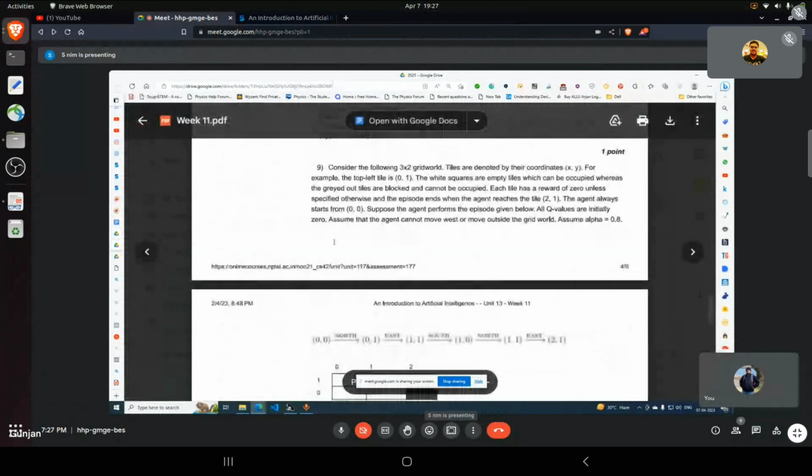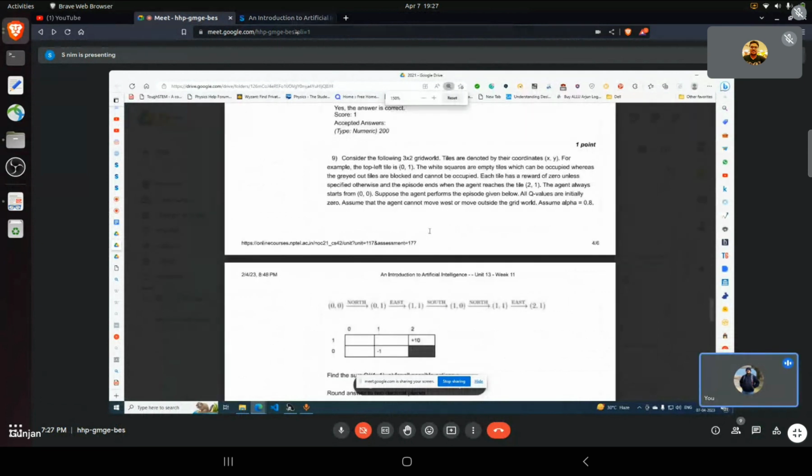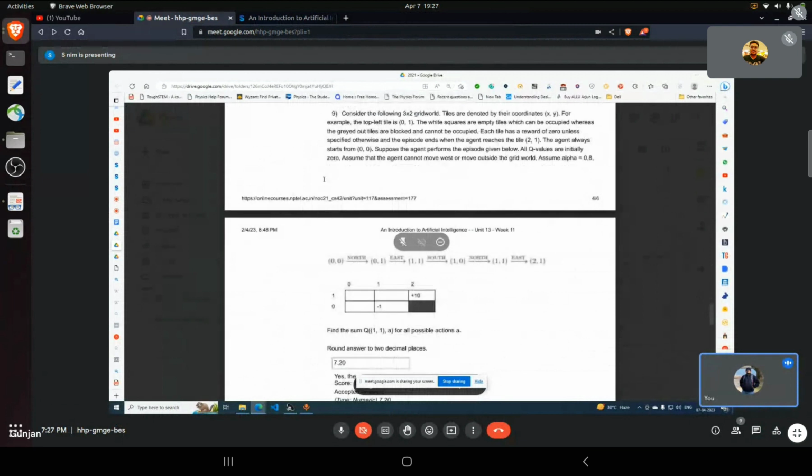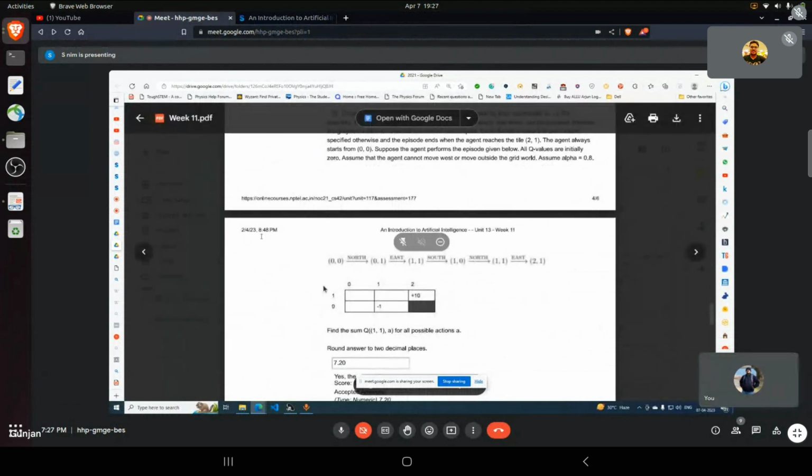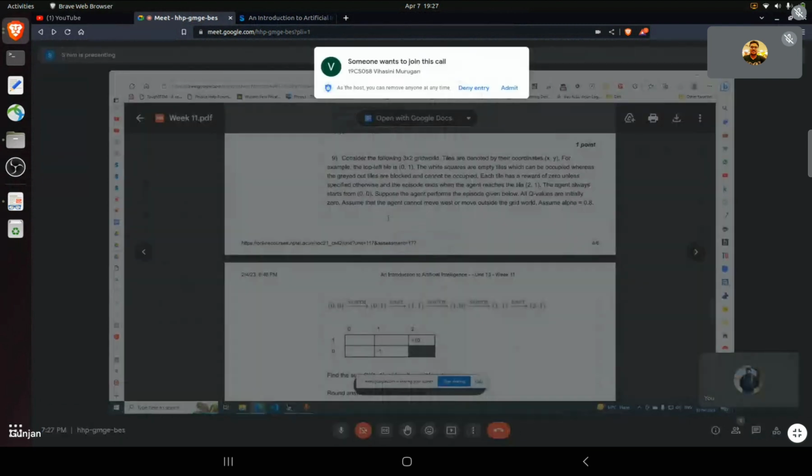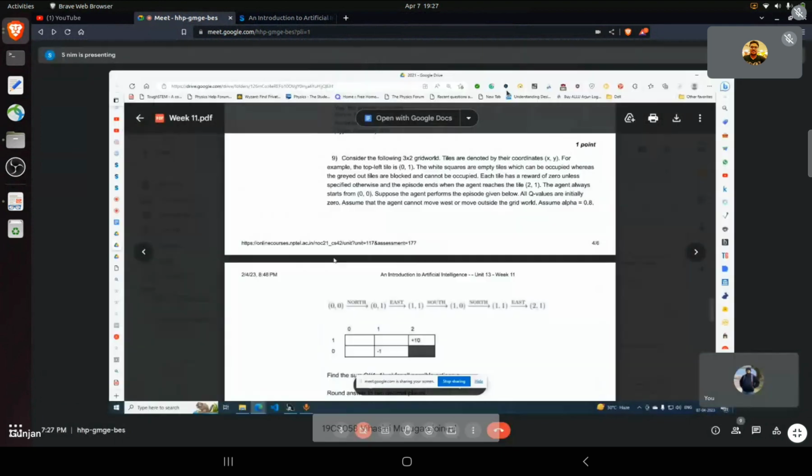Sir, can you solve this question maybe? This is from previous years. I have the previous year paper. I was about to solve that. No, this is previous to previous year. But there is a solution available for this, I think.